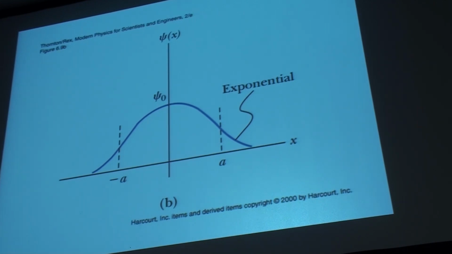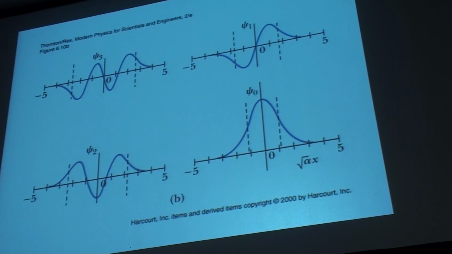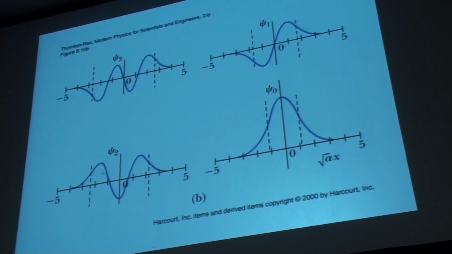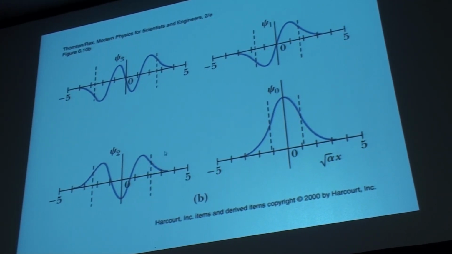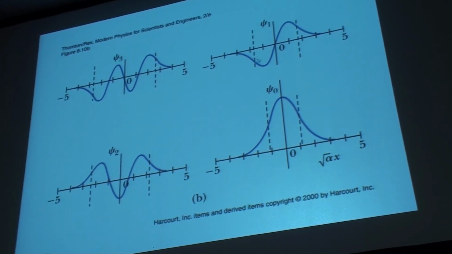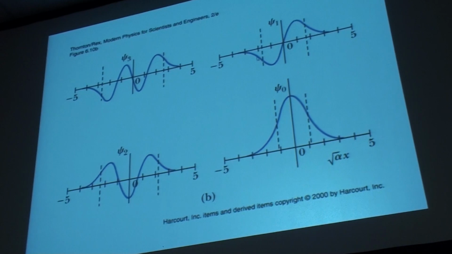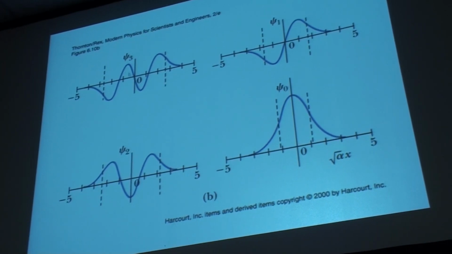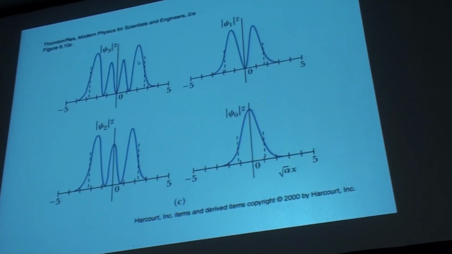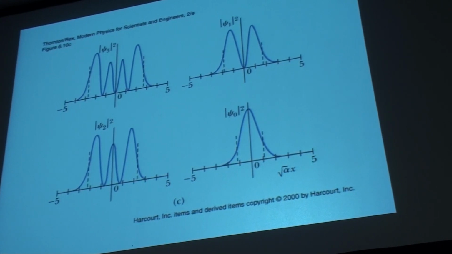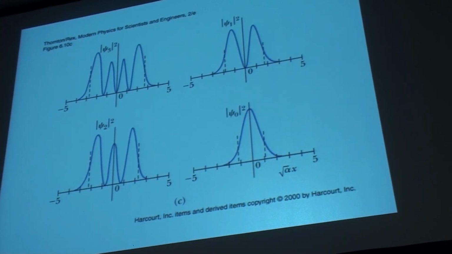But let's start to progress upward through these different Hermite polynomials. Here's the psi2 function. Here's the psi1 function. These are just those Hermite polynomials that I showed you before. This is the psi3 function. If we keep going, there's psi2 squared, psi1 squared, psi3 squared. So that's our probability density.